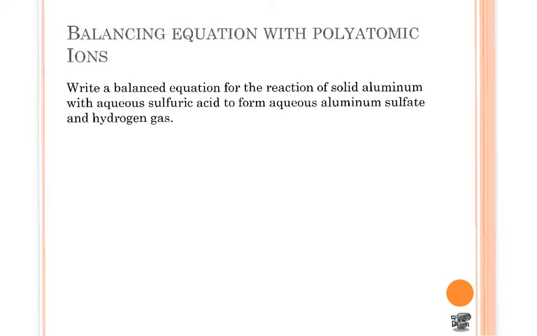Okay, let's see how we can balance equations with polyatomic ions. We'll write the equation for the reaction of solid aluminum with aqueous sulfuric acid to form aqueous aluminum sulfate and hydrogen gas. Okay, so we have first and foremost solid aluminum, and we have sulfuric acid.